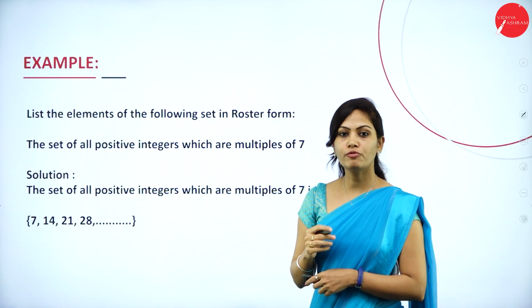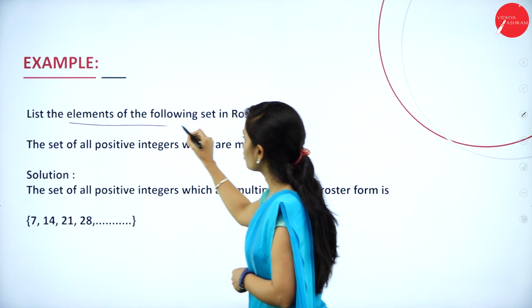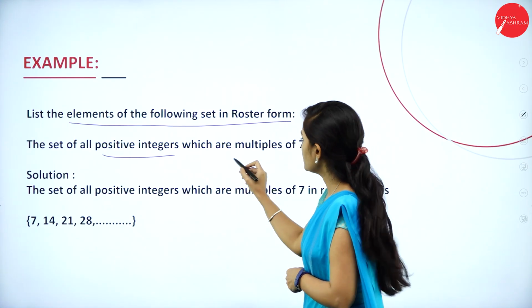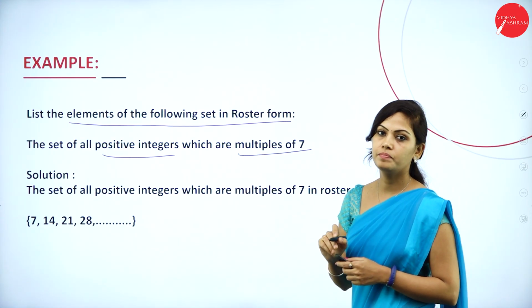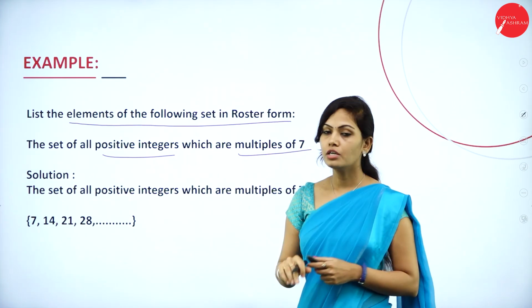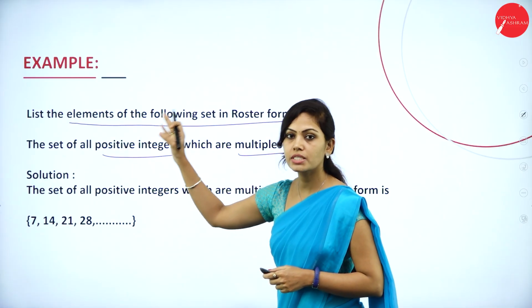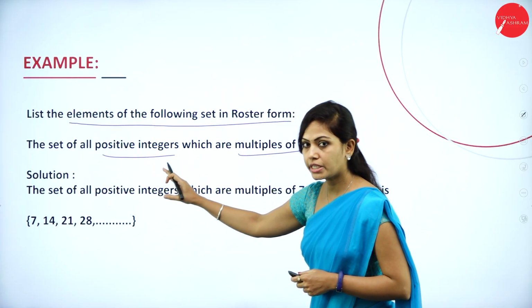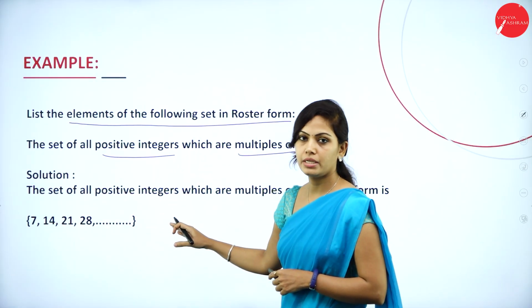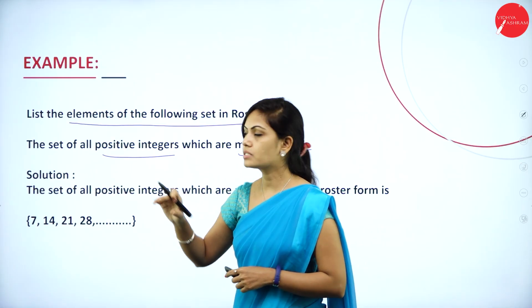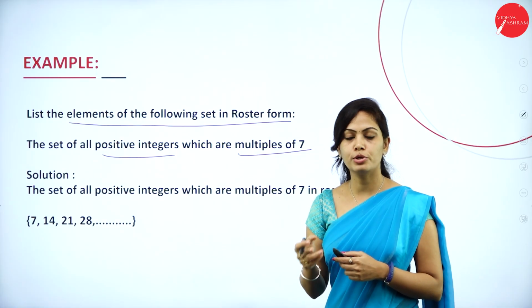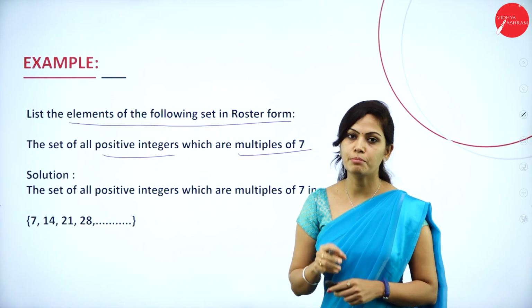So this is called roster or tabular form. We have another example for roster method. List the elements of the following set in roster form. The set of all positive integers which are multiples of 7. How to write this statement in roster form? Here I have listed the set elements in roster form. So you can give this example for roster form or tabular form. Roster form is also known as tabular form.